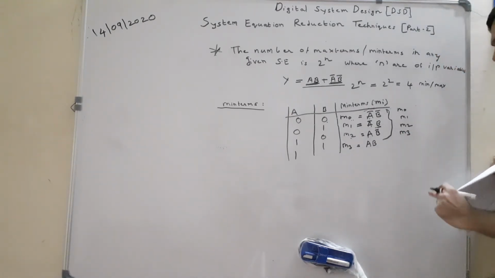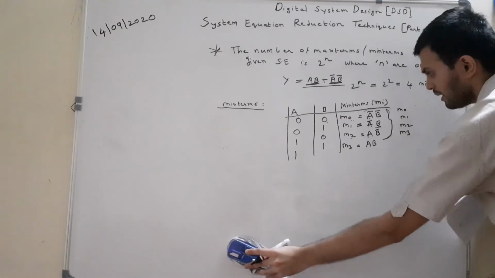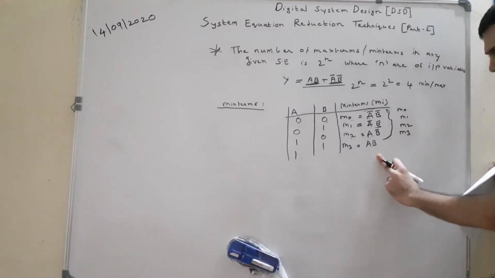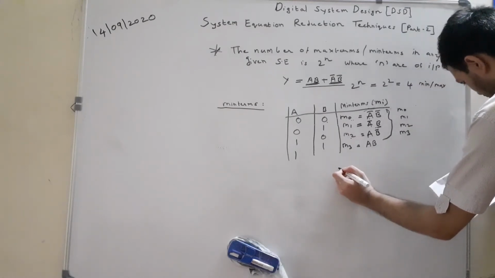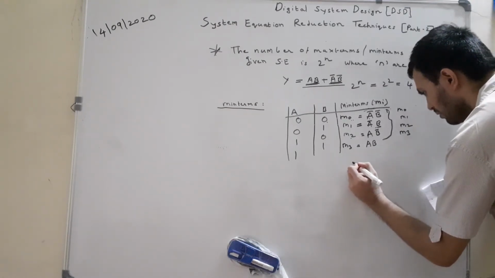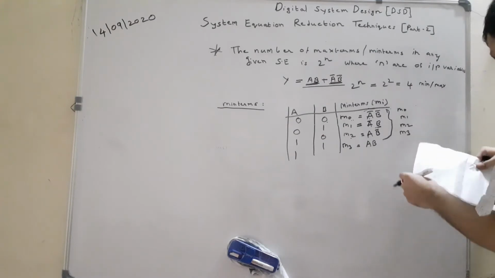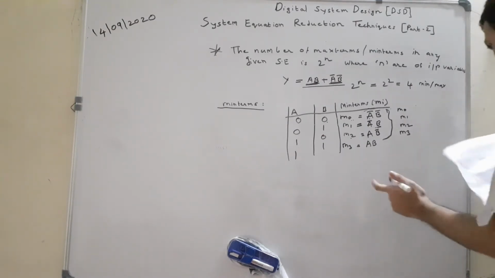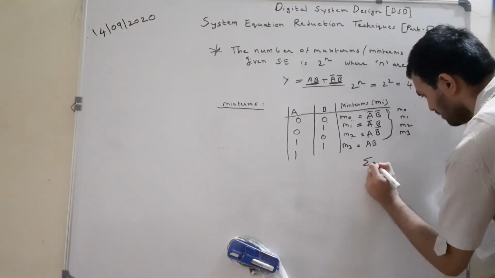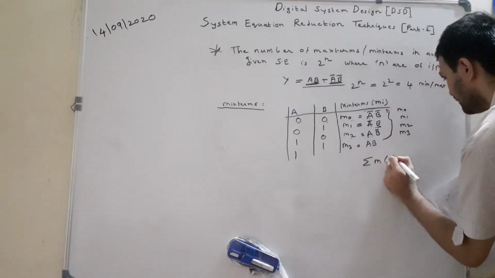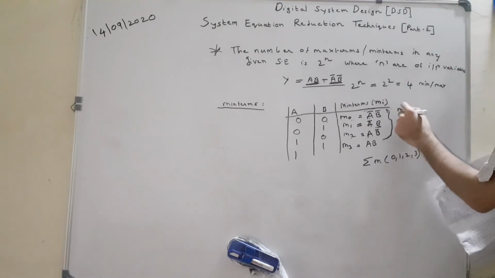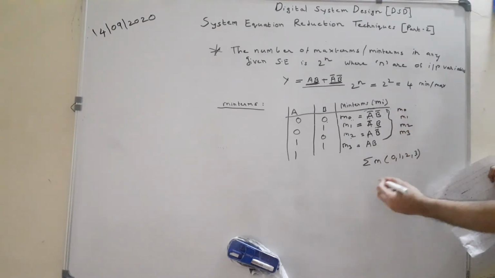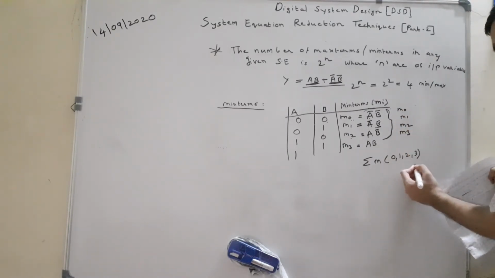And there is another way to represent these min terms. Suppose these are the min terms we found from the table. So how will you represent this particular expression? Let's say, we will represent min terms as summation of small m 0, 1, 2, 3, because these were the min terms we calculated, that is M0, M1, M2, M3. So this is the way of writing min terms.